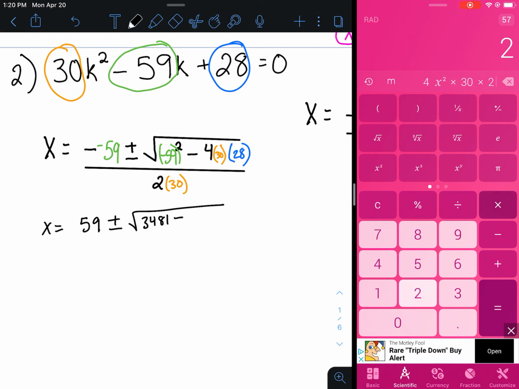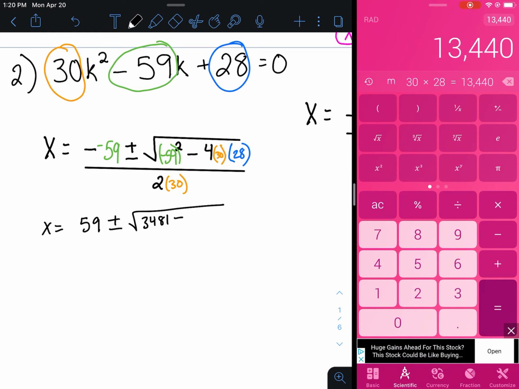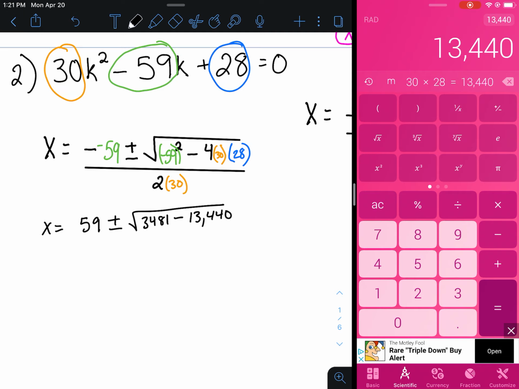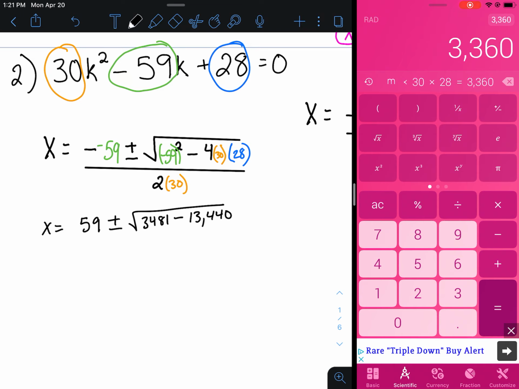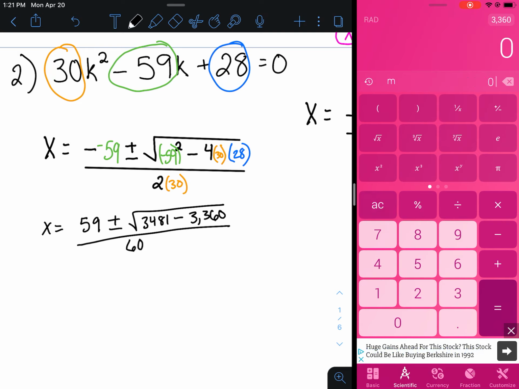So here we have 3,481 minus, now I'm going to do 4 times 30 times 28. And this gives me 13,440. Okay, I thought I did something wrong there. I'm going to try it one more time. 4 times 30 times 28. Okay, sorry about that, guys. So you should get 3,360, all divided by 2 times 30. I can do that in my head.